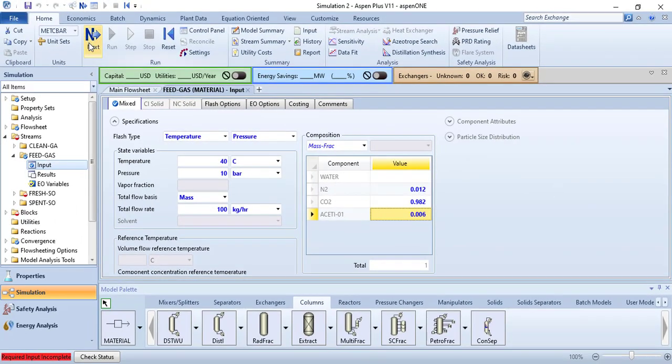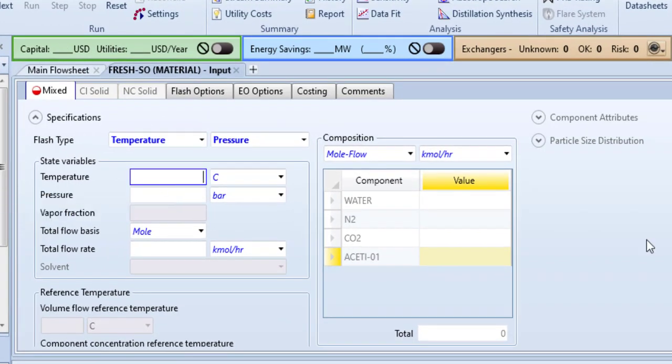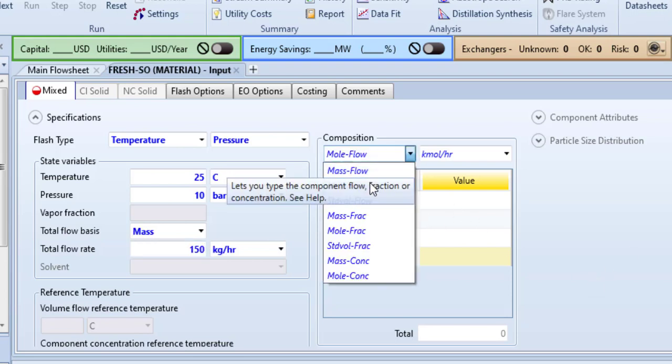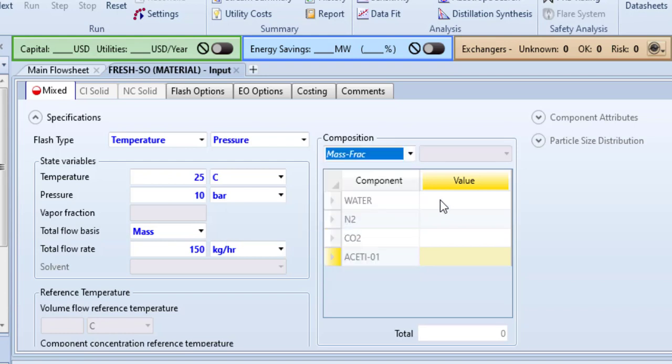The next thing is to input the data for the solvent. Here we are. The temperature of the solvent is 25. The pressure is 10 bar. Again, the flow basis is mass. Total flow rate is 150. And let me choose this mass fraction. The solvent is pure water, as I've already stated. So we are done with the 2 input streams.